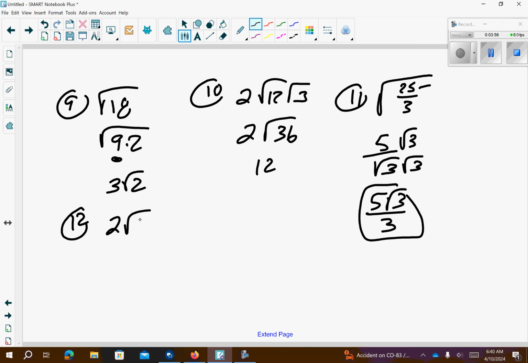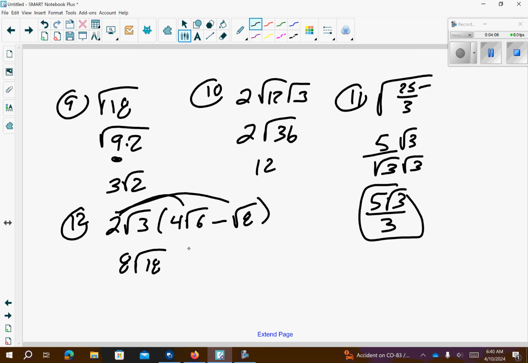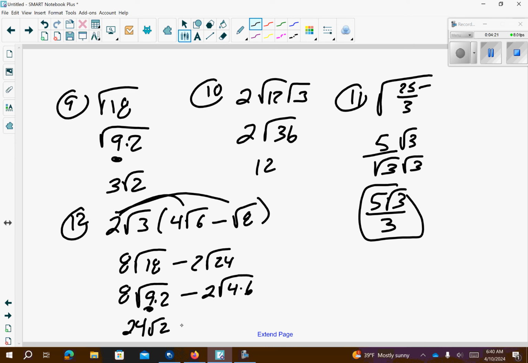Number 12 is 12 root 3 and 4 root 6 minus root 8. So let's distribute. So I'm going to get 8 root 18 and negative 2 root 24. Let's break these down. So 18 breaks down to 9 times 2. 24 breaks down to 4 and 6. Square root of 9 is 3. Multiply it by the outside is 24 root 2. Square root of 4 is 2. Multiplied by the outside 2, so I'm going to get 4 root 6. And because I have a root 2 and a root 6, I can't subtract those. Okay, I'm going to be on page 98.